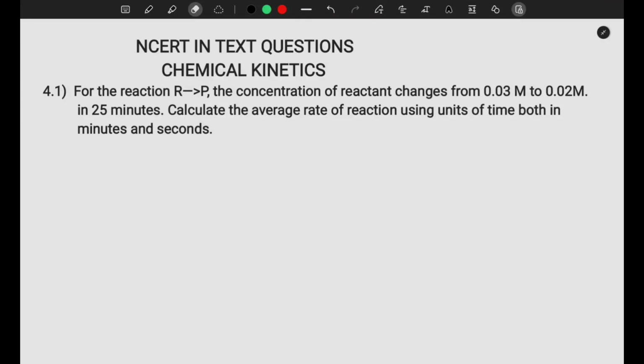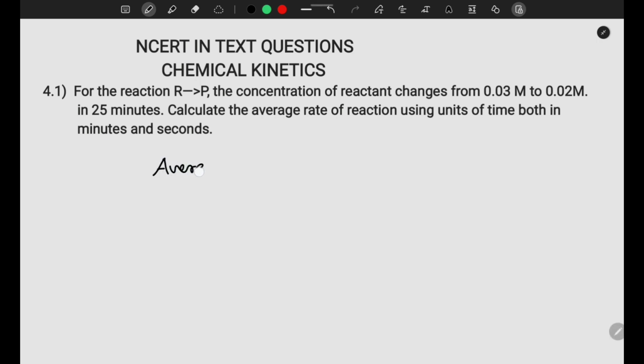These are NCERT in-text questions from the lesson Chemical Kinetics. For the reaction R gives P, the concentration of reactant changes from 0.03 molar to 0.02 molar in 25 minutes. Calculate the average rate of the reaction using units of time both in minutes and seconds.